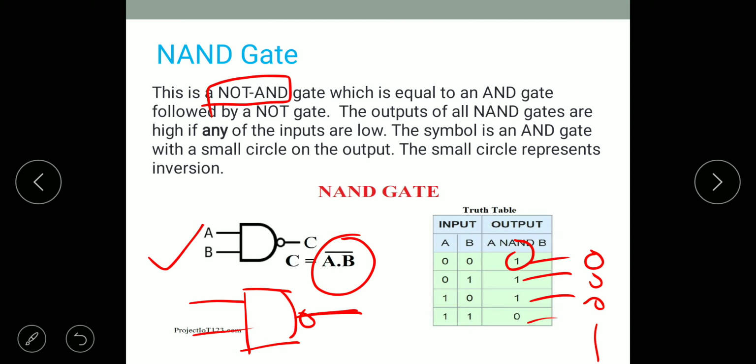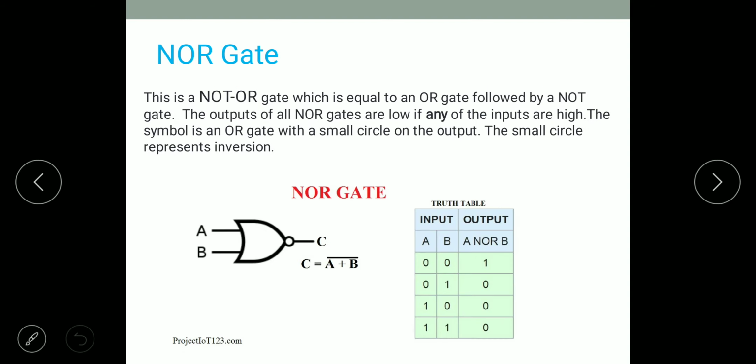This is the operation truth table for the NAND gate. This is the symbolic representation; this gives the Boolean expression and this gives the truth table. Okay, next we see the NOR gate. This is a not OR. N stands for not, and this is OR, so it means a NOT OR gate.